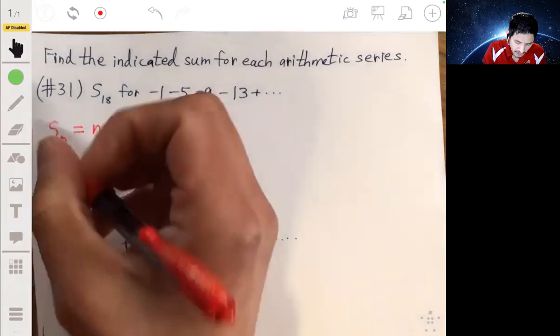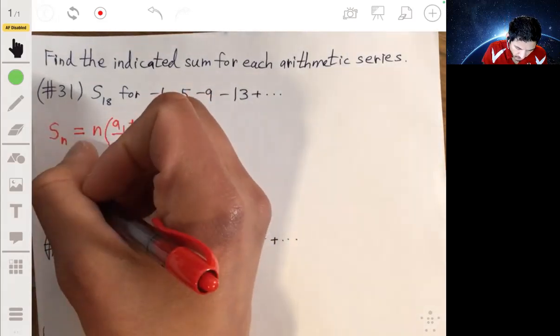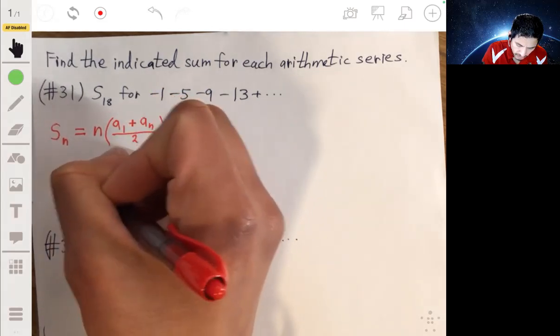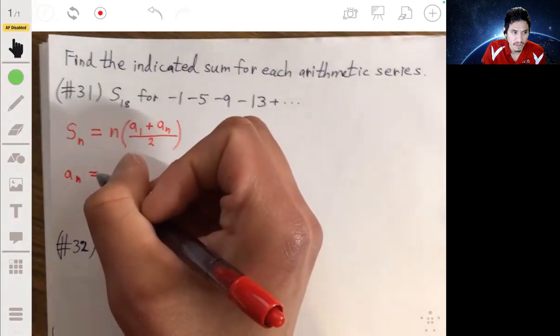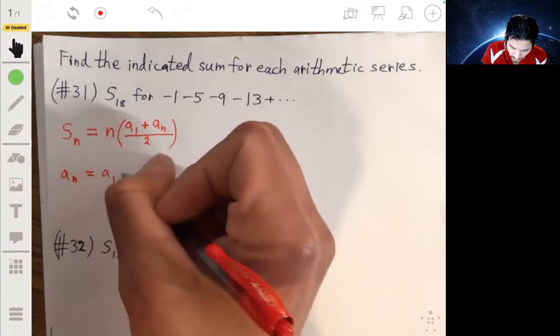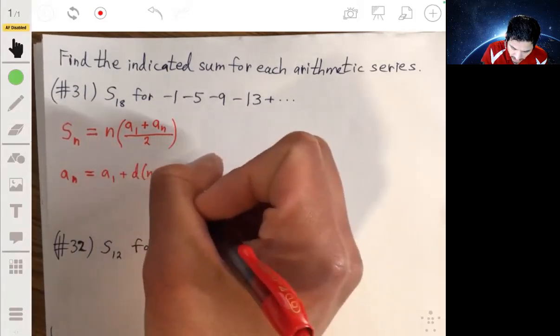Now you also may need to use the formula we used in the first part of this review, where the nth term of an arithmetic sequence would be a1 plus d times n minus 1.